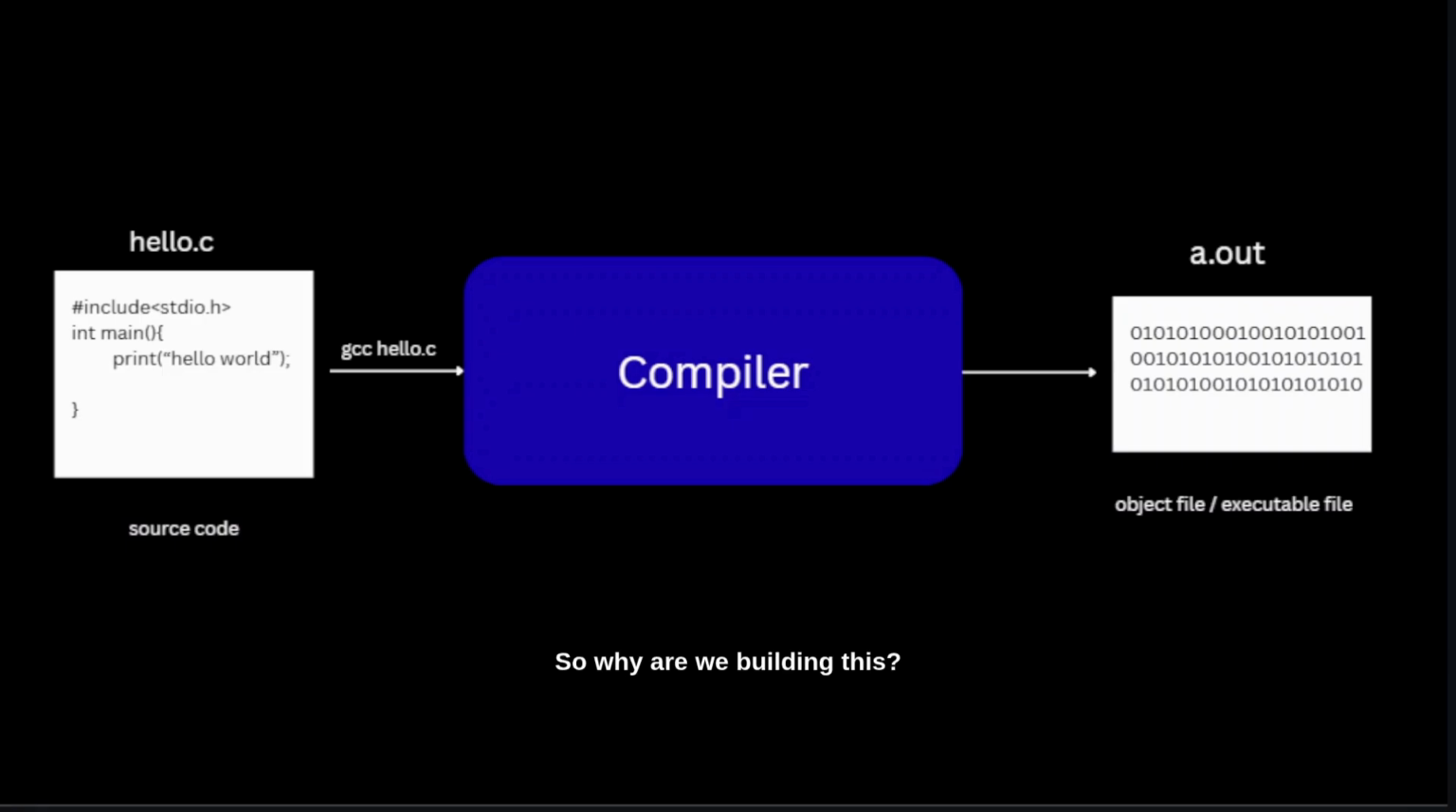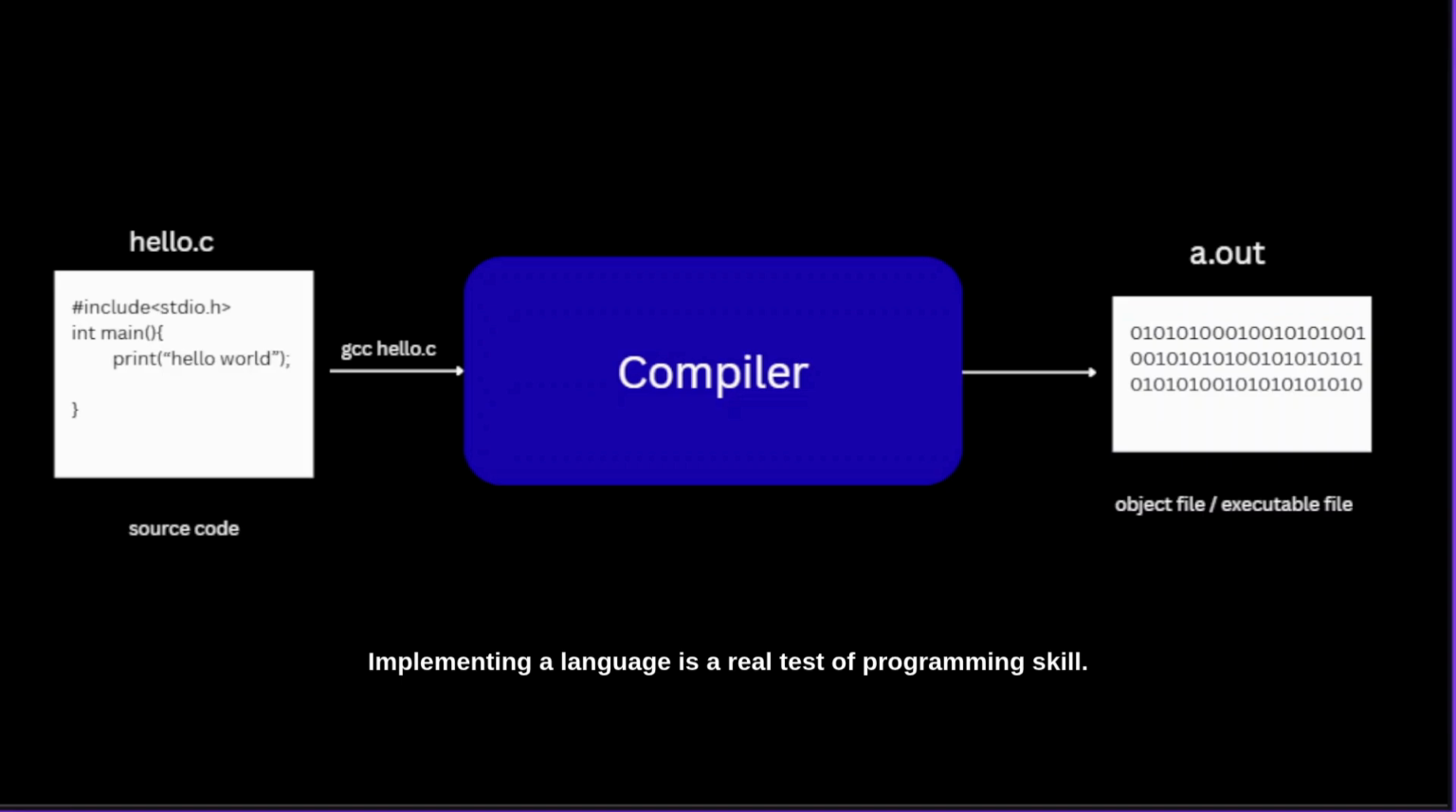So, why are we building this? Implementing a language is a real test of programming skill. The code is complex and performance is critical. You must master recursion, dynamic arrays, trees, graphs, and hash tables. I remember when we had the paper on compiler design in fifth semester, and the terror we felt. It was one of the most daunting subjects for us in CS.